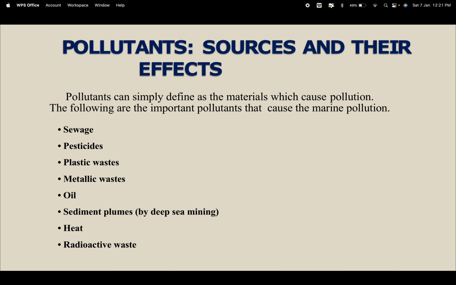Pollutants, sources and their effects. Pollutants can be simply defined as the materials which cause pollution. The following are the important pollutants that cause marine pollution: sewage, pesticides, plastic waste, metallic waste, oils, sediment plumes by deep sea mining, heat, and radioactive waste.